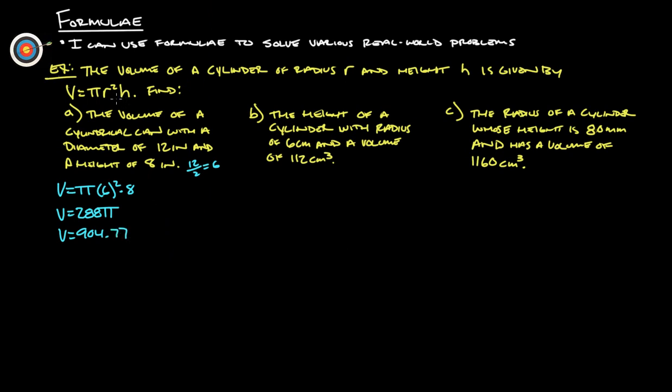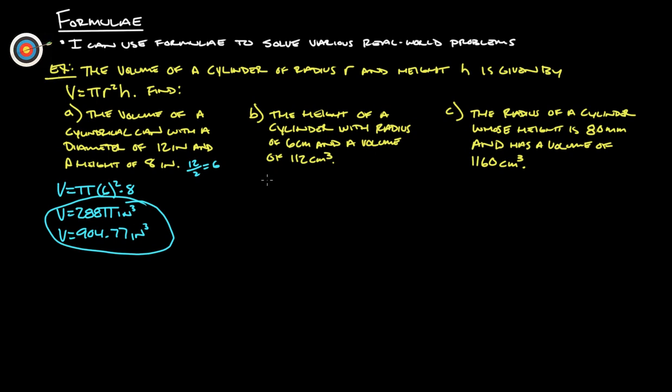And that's going to be in what, inches? And since this is volume, this is inches cubed, right? So either one of these is officially fine. I like this one a lot better because it gives me a better picture than 288 pi, but either one is fine. Okay, next thing, find the height of a cylinder with a radius of 6 centimeters and a volume of 112 centimeters cubed.